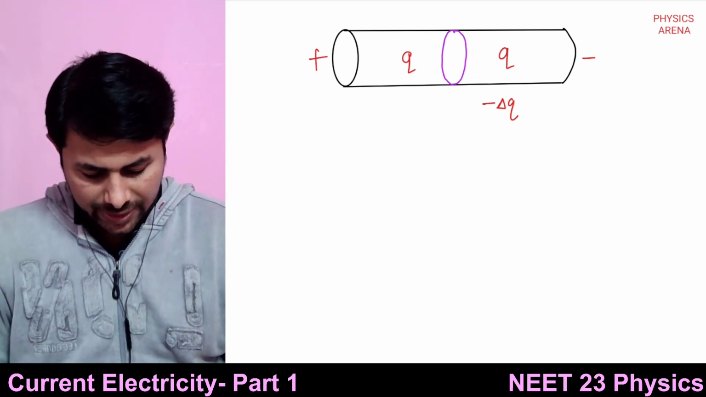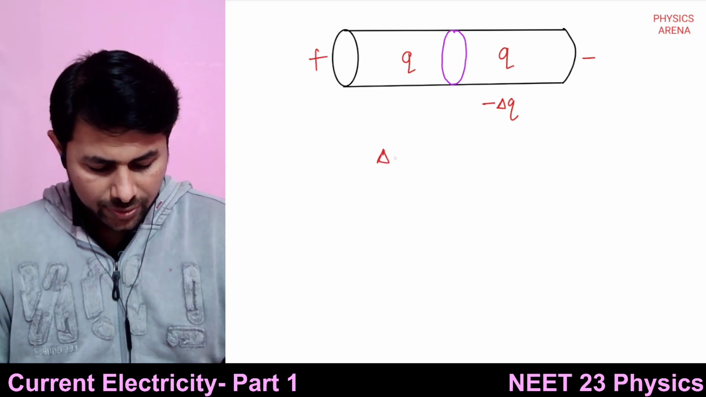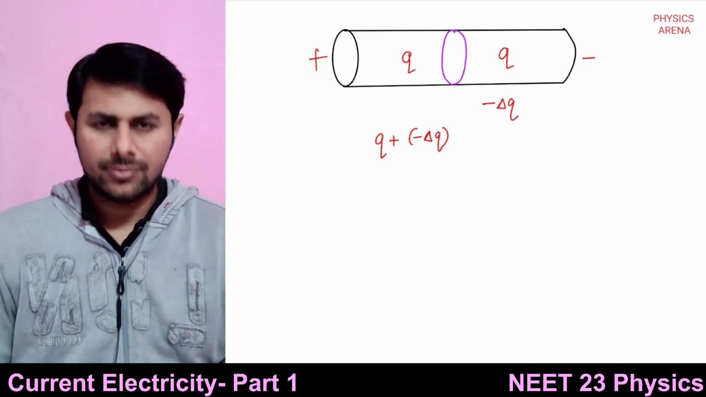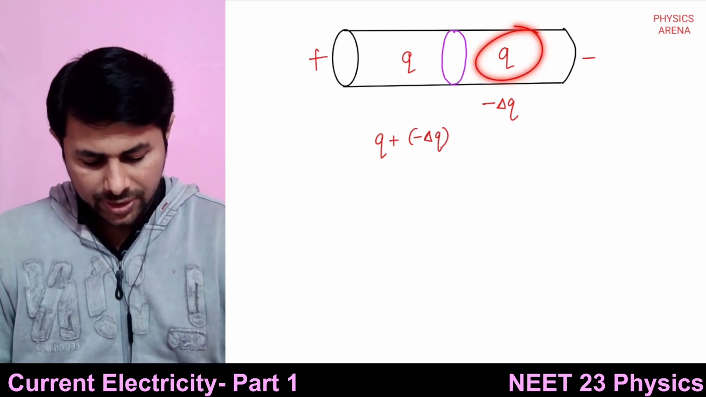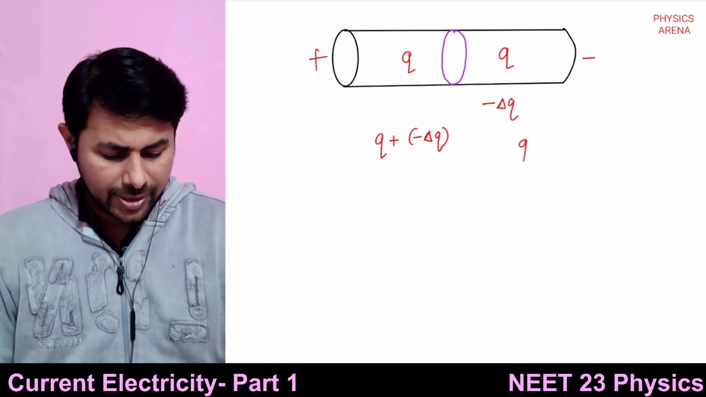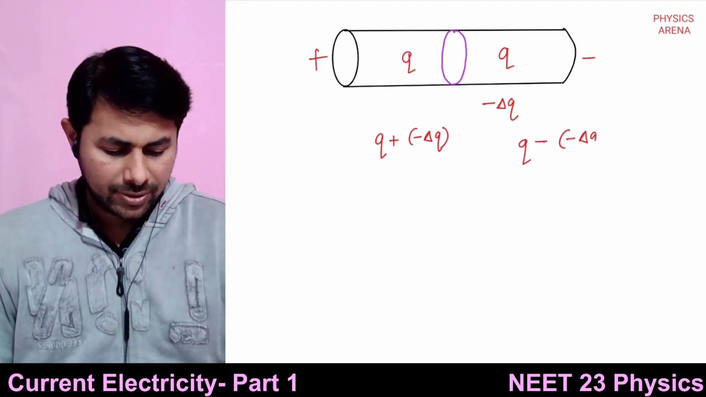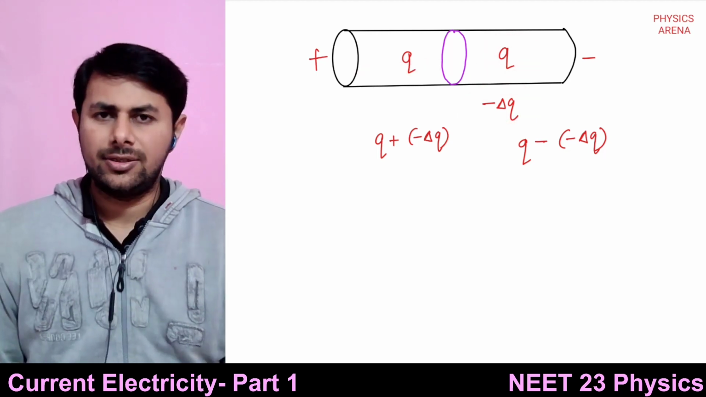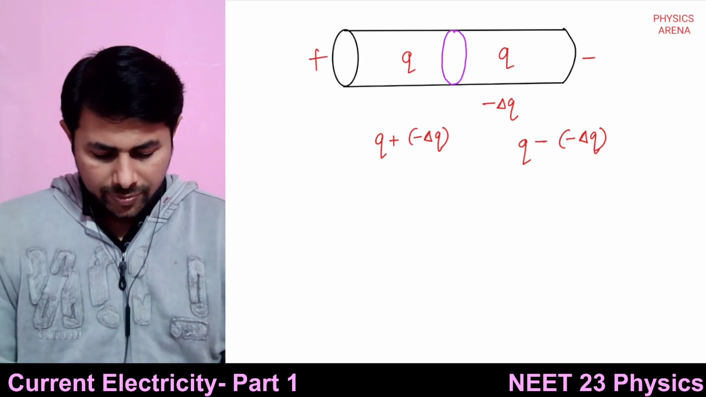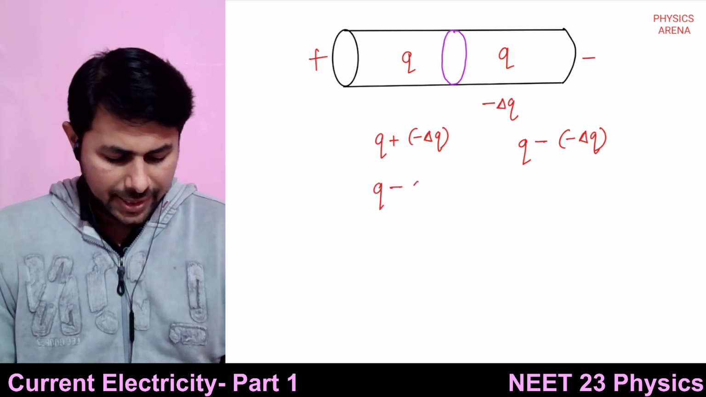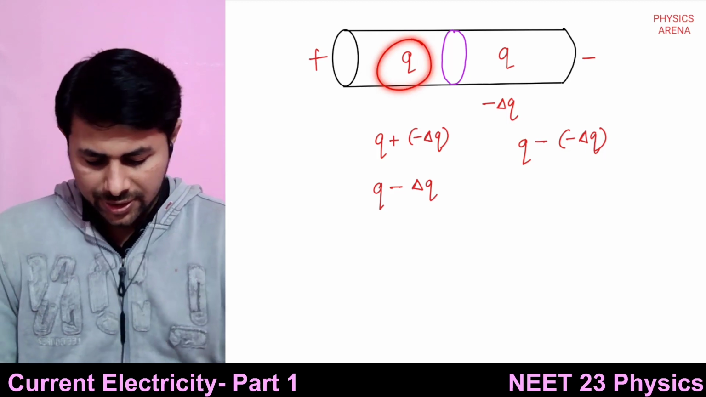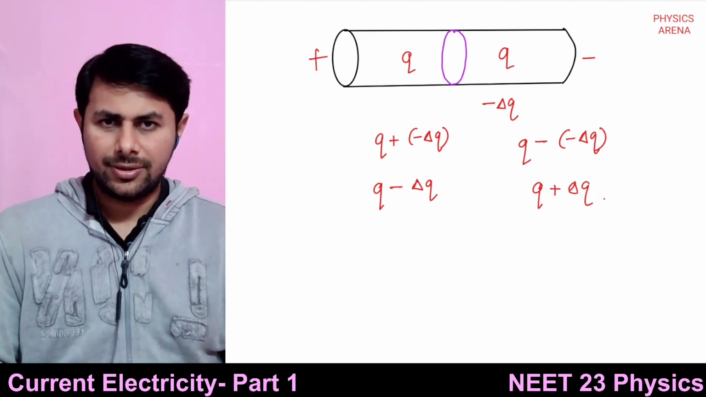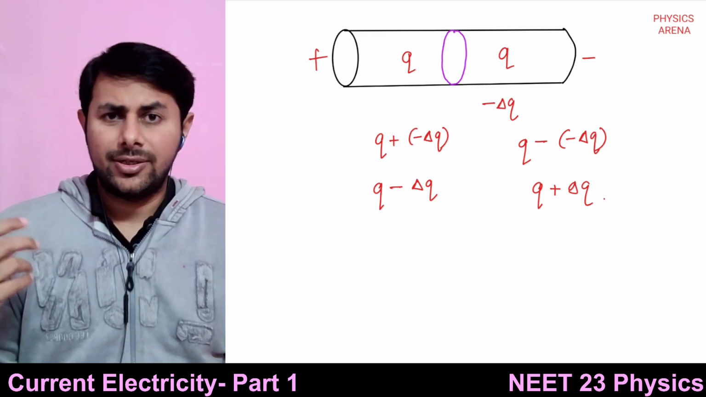So what happens is charge on this region will be Q plus delta Q, okay, and charge on this region will be what? It will be Q minus delta Q, because charge delta Q has moved from this region to this region. So you can see that Q minus delta Q will be the charge in this region, and Q plus delta Q is the charge on the other side. So you will get the same result.